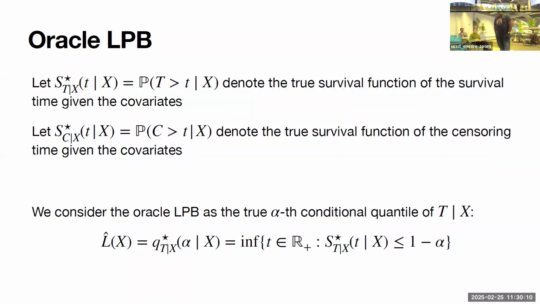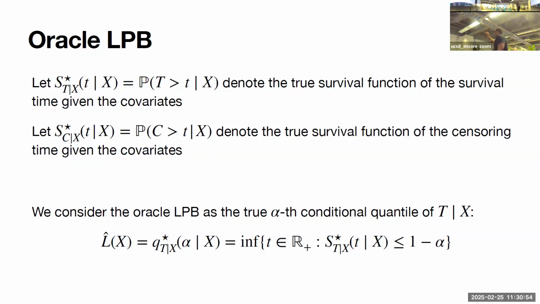given the covariates. Okay? And so, as I mentioned earlier, the oracle lower prediction bound would actually be the alpha conditional quantile of T given X. That is, L hat of x is defined as the alpha conditional quantile of the distribution of T given X, which is denoted this way. We'll call it Q, and that's the definition, which is the smallest value of t such that the survival curve is less or equal to 1 minus alpha. Survival curves decrease. They're decreasing functions, right? Because at the start of follow-up, everyone has survived.